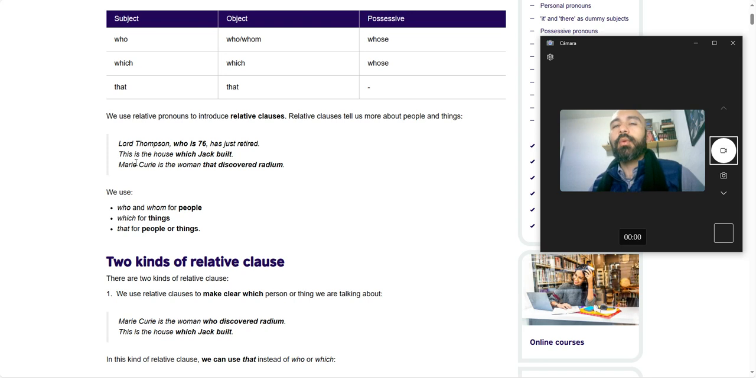Okay, and then we have our wild card, which is the word that. We have this example: Marie Curie is the woman that discovered radium. Okay, we could as well use who: Marie Curie is the woman who discovered radium. But we have this word that, which we can use for both. We can use this one to replace who, and we can use this one to replace which.